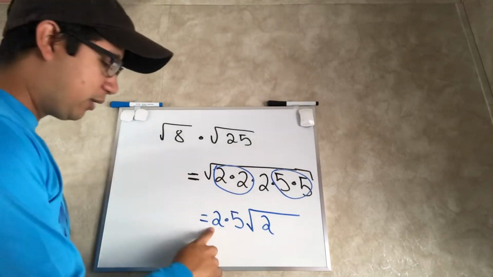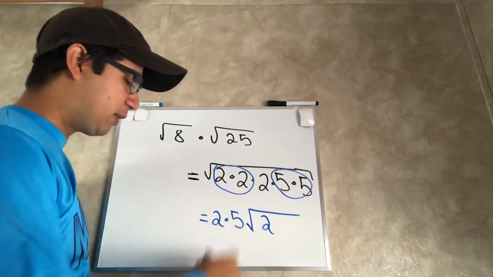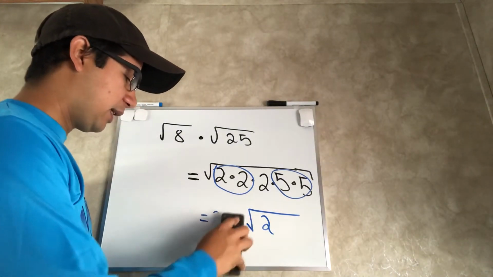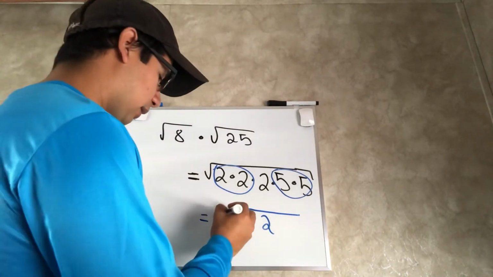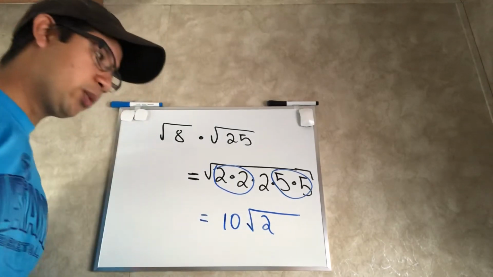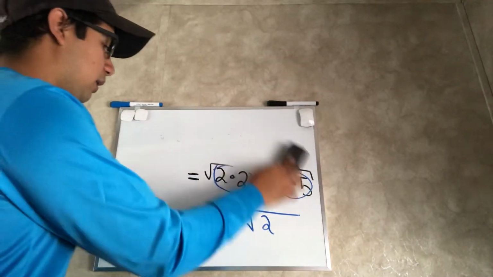Well, you see this here, the 2 and the 5, where they're being multiplied, so you're going to multiply them. 2 times 5 is 10. So this becomes 10 square root of 2. And that's what we're going to be doing here on this IXL.